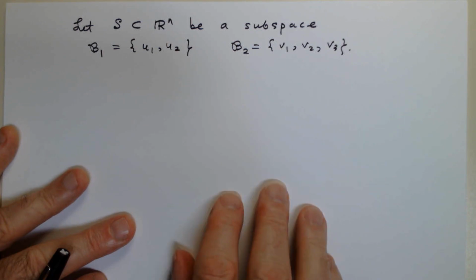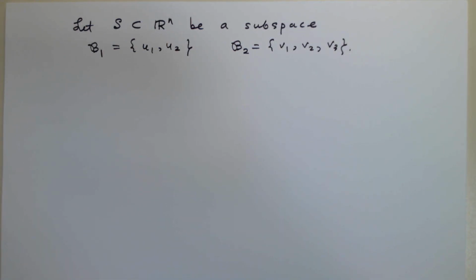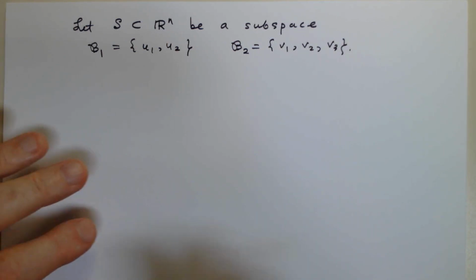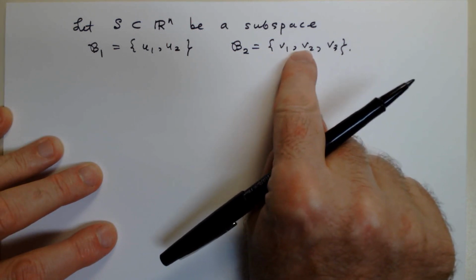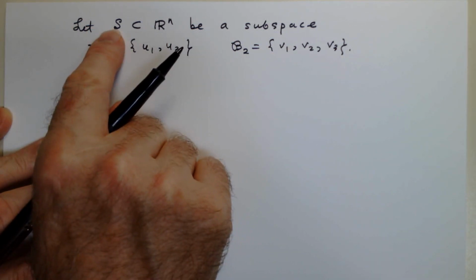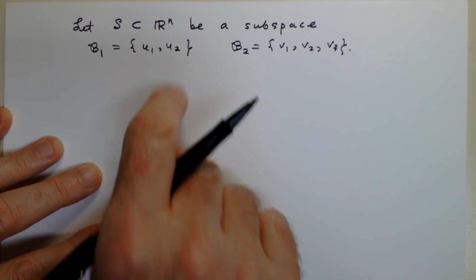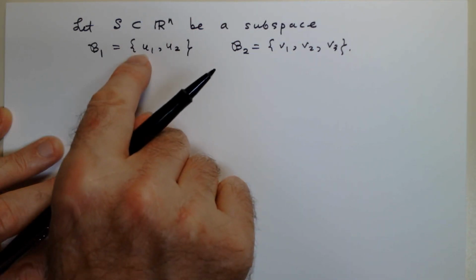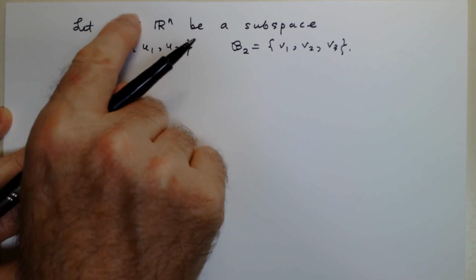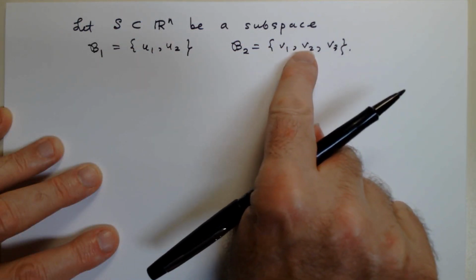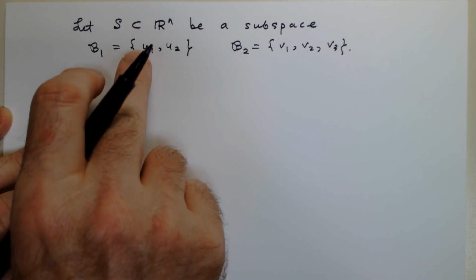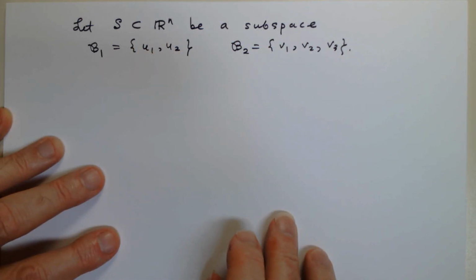Let me show you how we arrive at that contradiction. Now, the way to get things started is just to realize that each one of these vectors, v1, v2, and v3, is an element of S and is therefore expressible as a linear combination of u1 and u2. So here we're using the fact that u1 and u2 span S, and therefore each of these three vectors is expressible in terms of u1 and u2. So we end up with these equations.